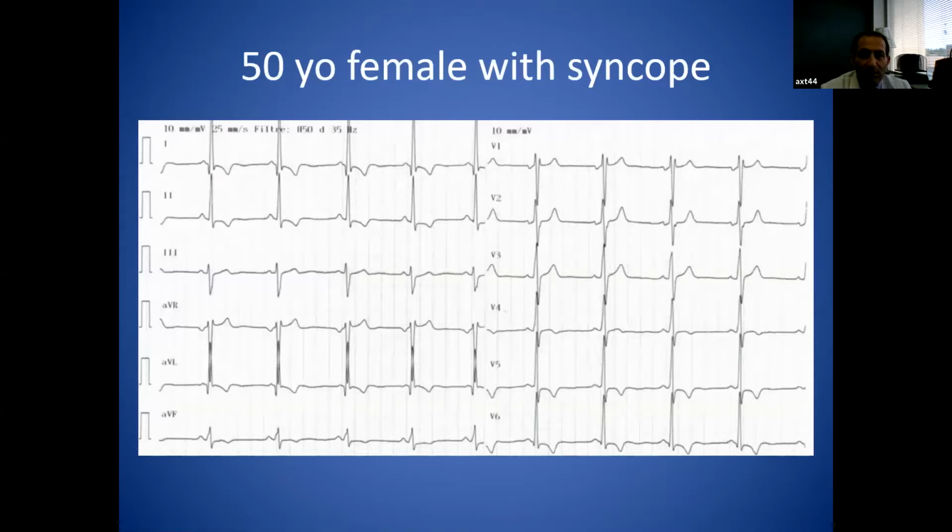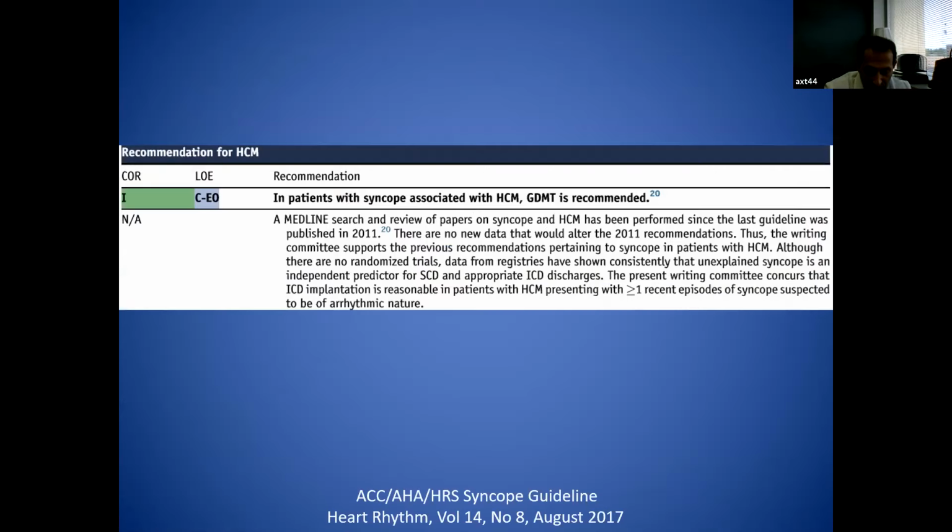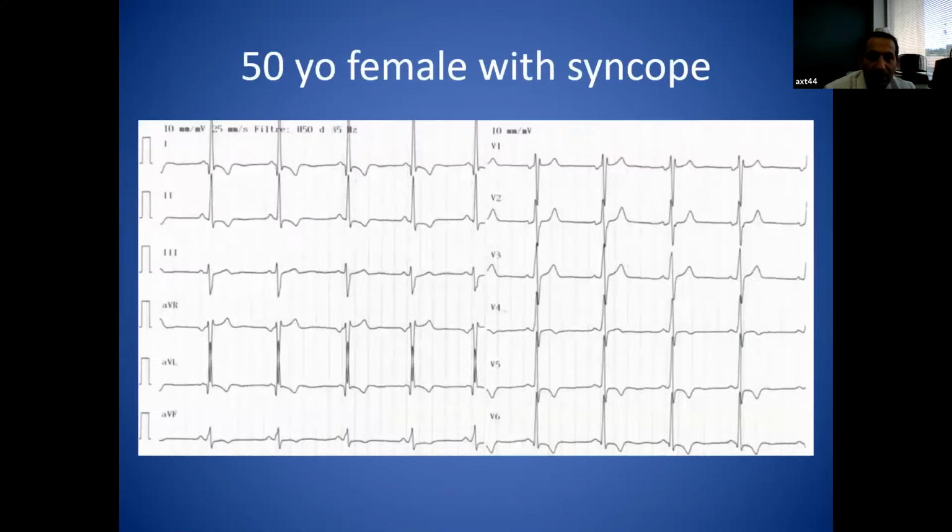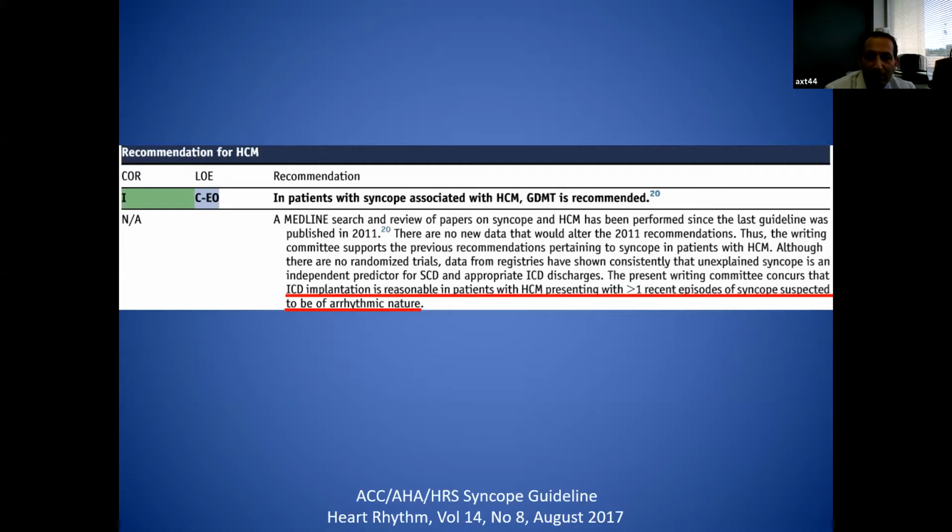50-year-old female with syncope, okay? What's the striking feature here, okay? She has a lot of LVH, right? And these deep T-wave inversions, right? So syncope in a person with left ventricular hypertrophy is a little more significant, right? Because if you do an echo and you truly diagnose this patient with significant hypertrophic cardiomyopathy and they had syncope, that's a high-risk feature, okay? And ICD implantation is reasonable in patients with hypertrophic cardiomyopathy presenting with more than one recent episode of syncope suspected to be of arrhythmic nature. A lot of times we just don't know.